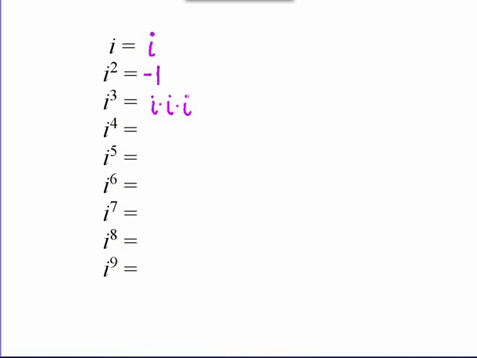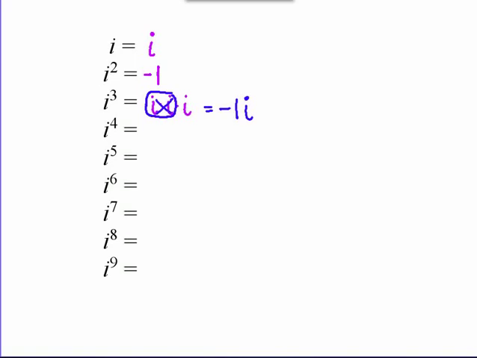i squared means I have 2 i's, right? What do I know that i squared is the same as? Negative 1. So that means I can put negative 1 in place of this. If I put negative 1 in place of that, I have negative 1i, right? I know what you're going to say: if i equals the square root of negative 1, I know. We're writing this in terms of i, and you'll see a pattern that happens.